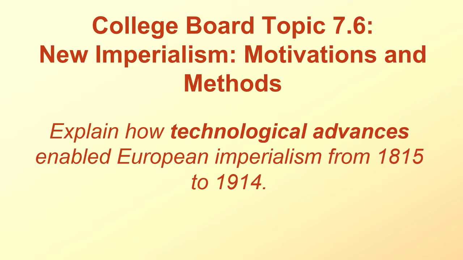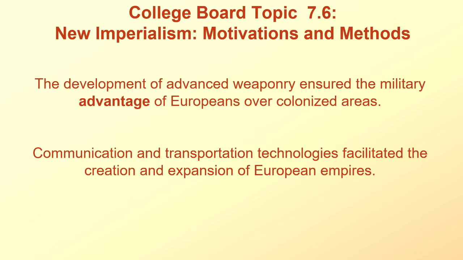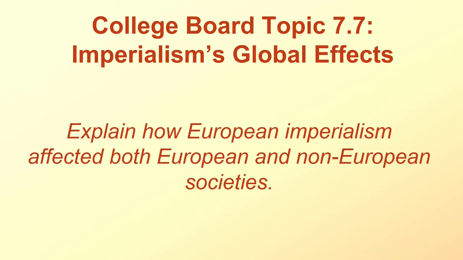College Board Topic 7.6 goes on to talk about technology, explain how technological advances enabled European imperialism from 1815 to 1914. The development of advanced weaponry ensured the military advantage of Europeans over colonized areas. And communication and transportation technologies facilitated the creation and expansion of European empires. We've also got College Board Topic 7.7, Imperialism's Global Effects. Explain how European imperialism affected both European and non-European societies.